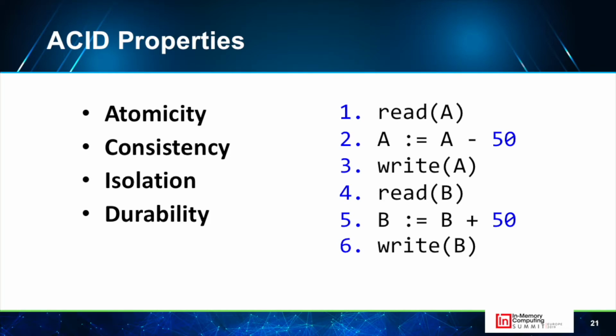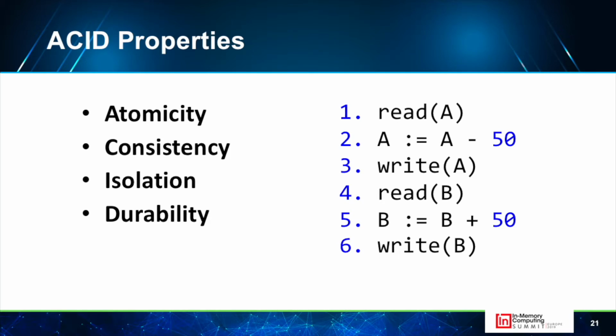Consistency means that a transaction takes the database from one consistent state to another consistent state. For our remittance example, this means that the sum A plus B should not be changed after the transaction has committed. And the total amount of money, the total balance, should remain constant as well.